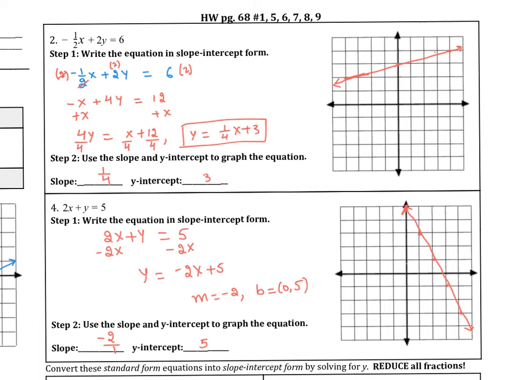For number 4, you're going to rewrite the equation and isolate the y by subtracting 2x on both sides. y equals negative 2x plus 5, where m is going to be negative 2. The y-intercept is 5 or (0, 5). Here we are going to start our graph, and you're going to use 2 units down over 1, 2 down over 1, 2 down over 1, and so on. It's going to be a falling line from left to right.